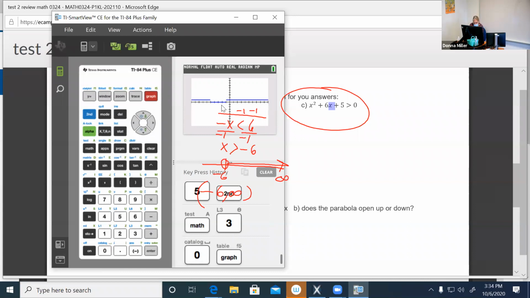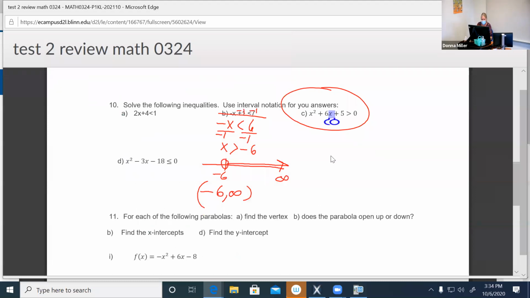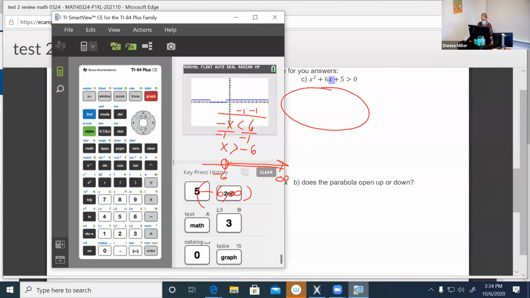So negative 1, 2, 3, 4, 5. It starts at negative 5. Oops. Where'd my calculator go? Starts at negative 5 and goes down. It starts at negative 1 and goes up. Okay. So let me draw that on number line.